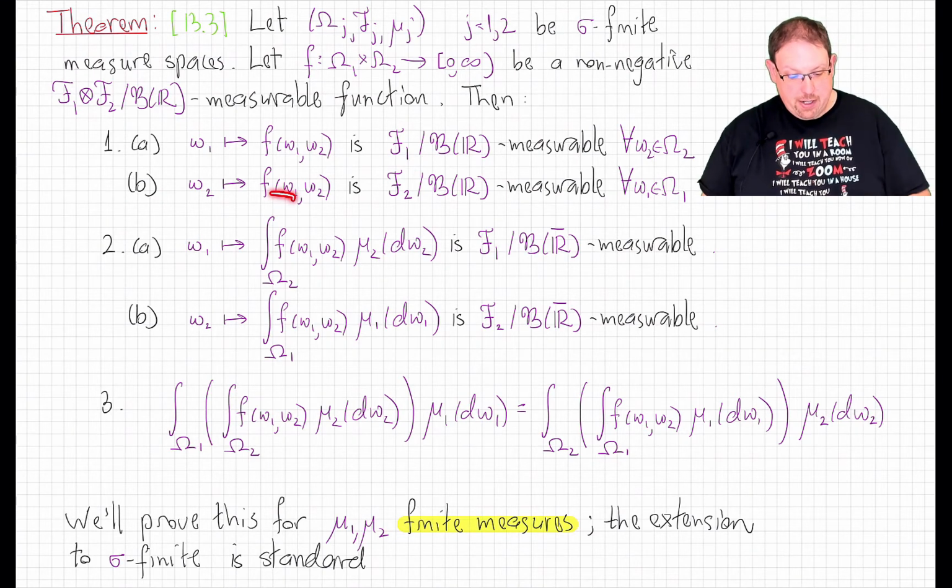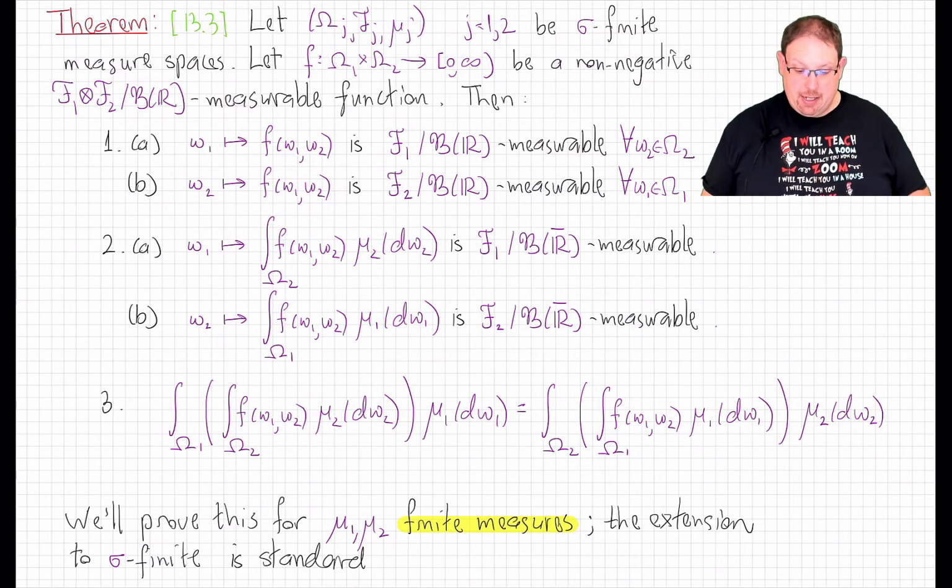Holding omega 1 fixed, this function of omega 2 is f2 Borel measurable. Since these are measurable non-negative functions, I can integrate them. I might get infinity as an answer, but I will at least be able to give a consistent value for what the integral is. And so we'll do that.